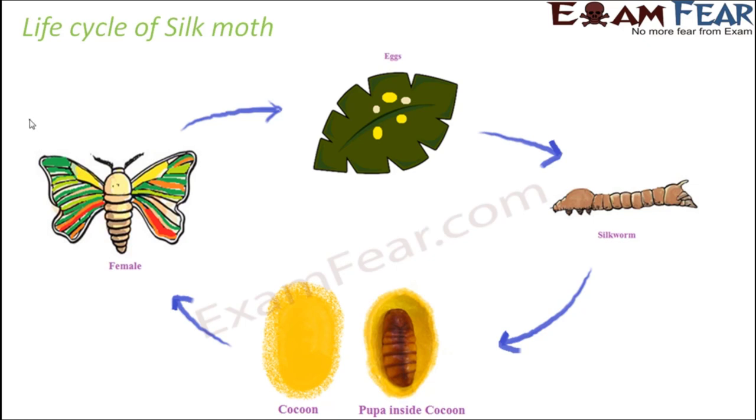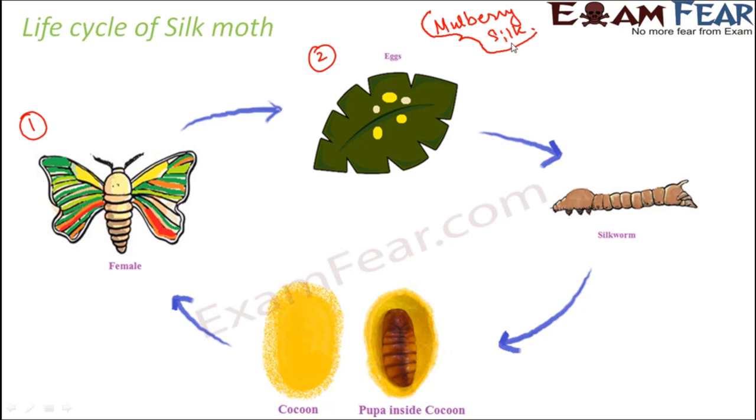From here the life cycle starts. This is the female silk moth, and the female moth will produce eggs and lay eggs. You see the eggs are being laid, and the eggs are generally laid on the leaves of the plants. Different silk moths have different feeding habits, and different types of silk moth produce different types of silk. That's because different types of silkworm produce different types of silk. Now let us take an example of one of the most common types of silk, which is called mulberry silk. Why is it called mulberry silk?